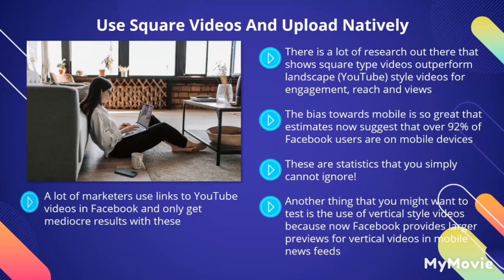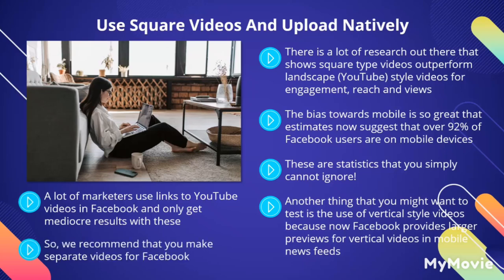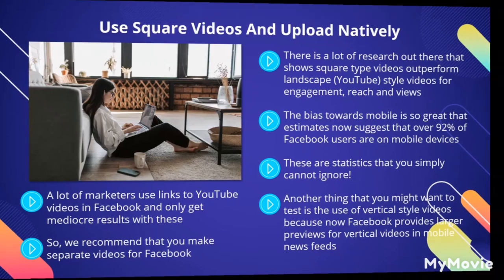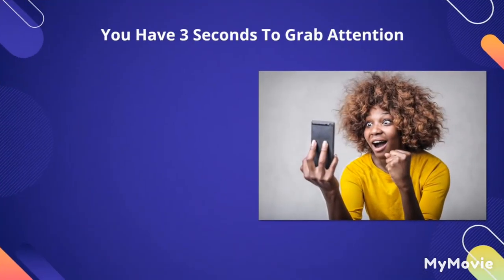A lot of marketers use links to YouTube videos in Facebook and only get mediocre results with these. The truth is that the interaction rate with Facebook native videos is far higher. In this instance, the term native means a video uploaded directly to Facebook. So, we recommend that you make separate videos for Facebook. You can make short videos which provide value, and then you can provide a link so that the user can get more information on your website or another external site. Your YouTube channel, perhaps.